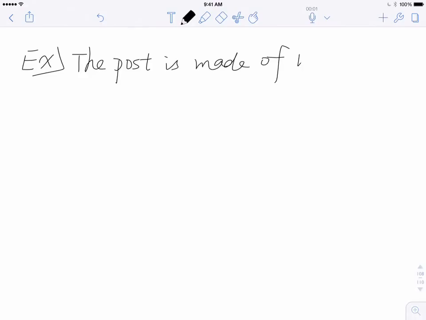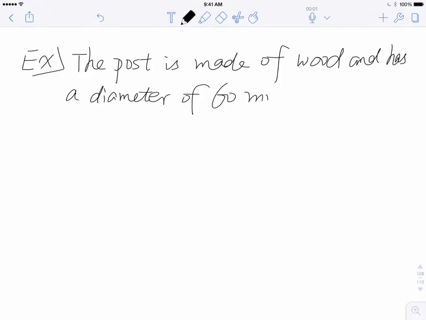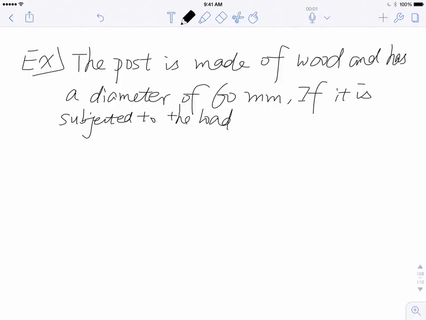Let me give you one example that has non-uniformly distributed force. Okay, all right, so here's an example. We have a post, just like a beam or anything. It's made of wood, a special type of wood. Of course, I'll give you the material property later. And it has a diameter of 60 millimeters. Okay, 60 millimeter diameter. Now, if it is subjected to the load of 20 kilonewtons, 20 kilonewtons of force, not that high, right? Considering the 60 millimeter diameter.